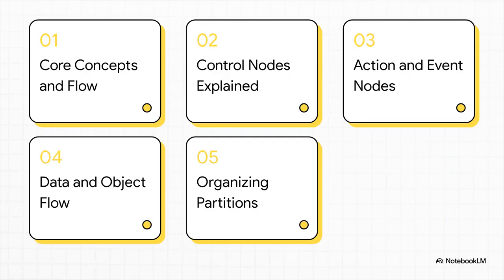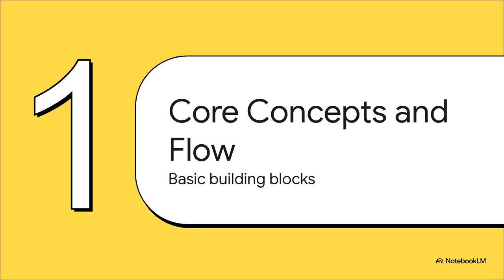We'll start with the core concepts, then get into control nodes, action and event nodes, cover data and object flow, and we'll finish up with partitions. Okay, first things first. We have to establish the foundational elements. These are the absolute basics you need to know to read or build any activity diagram.